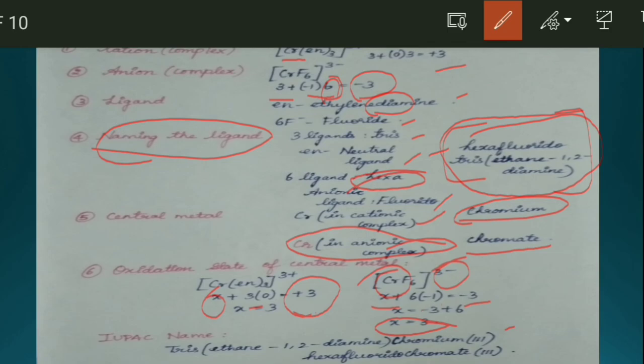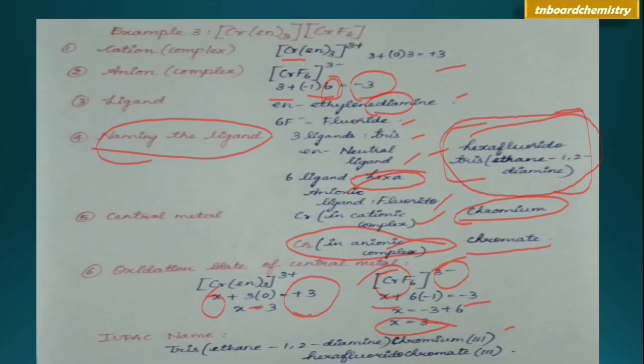Next we have [CrF6] 3-. For the chromium F6 complex, we are going to name the ligand first. After that we are going to name the metal. So what is the ligand? Hexafluorido is the ligand. Hexafluorido, we have to write it as chromate, not chromium, because here chromium is in an anionic complex. We have to note it sharply. Chromium is in an anionic complex, so we are naming it as chromate. And after that the oxidation state. The oxidation state is plus 3, so we are naming it as 3.